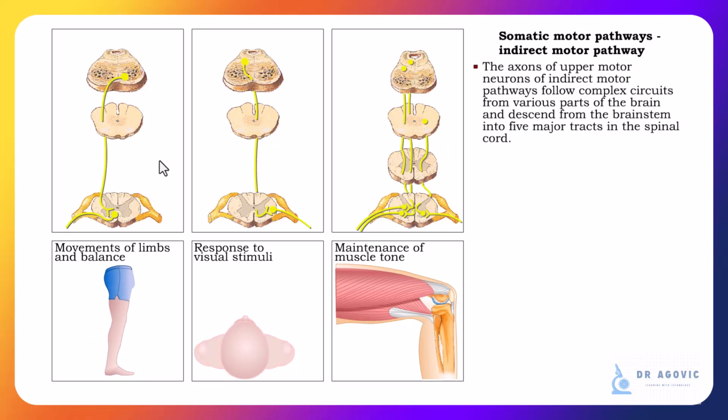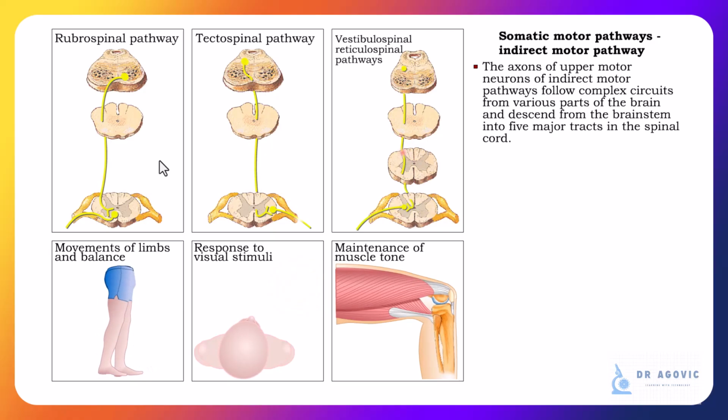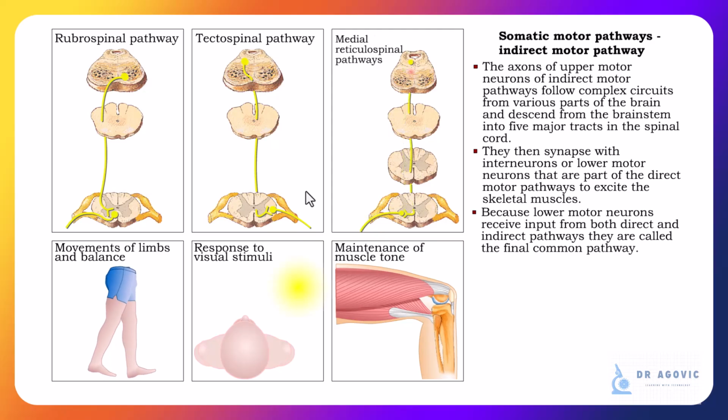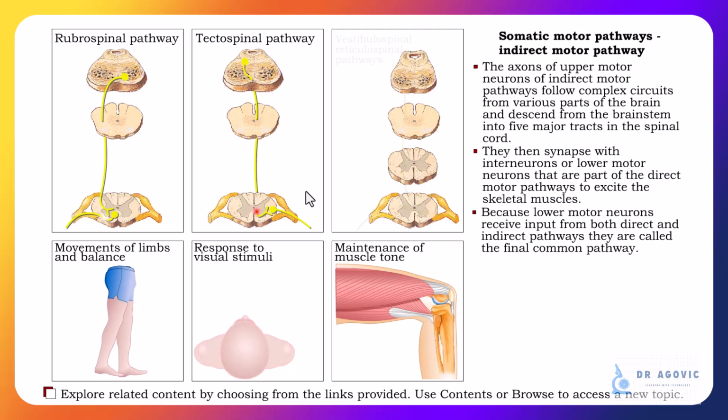The axons of upper motor neurons of indirect motor pathways follow complex circuits from various parts of the brain and descend from the brainstem into 5 major tracts in the spinal cord. When they eventually synapse with the lower motor neurons that excite the skeletal muscles, they become part of the direct motor pathways. Thus, the lower motor neurons are often called the final common pathway.